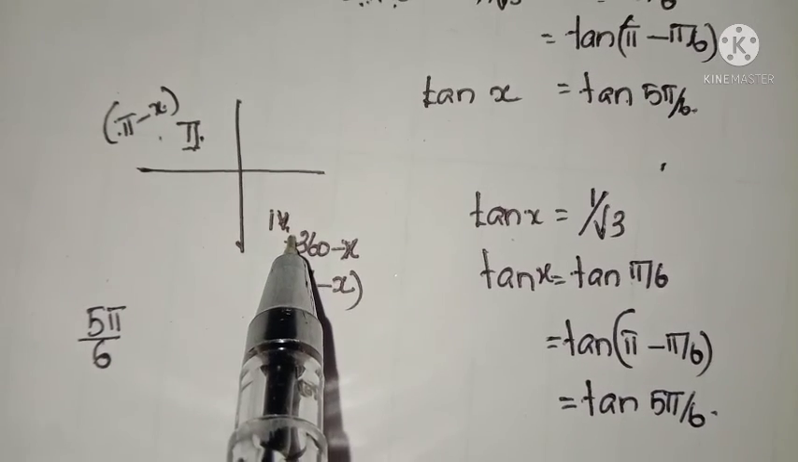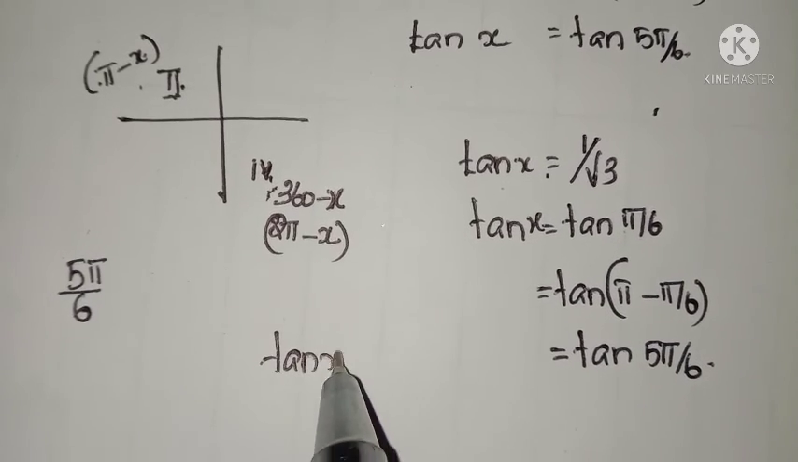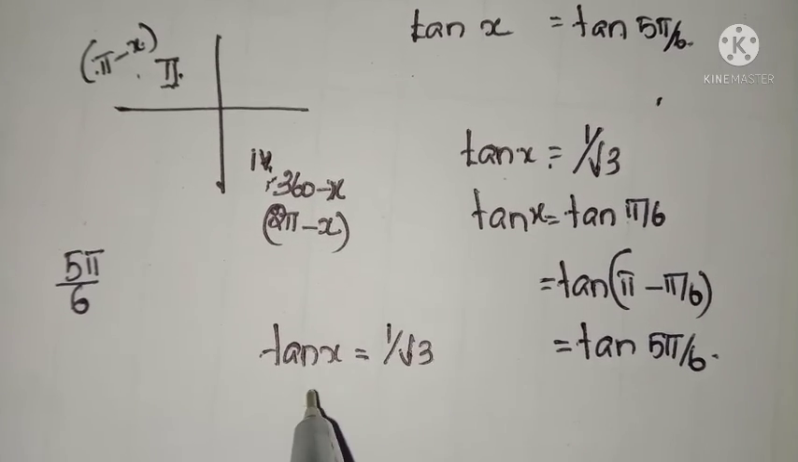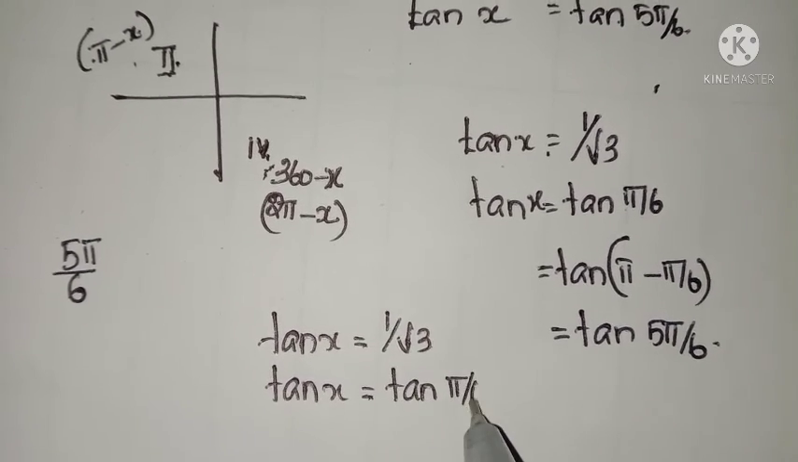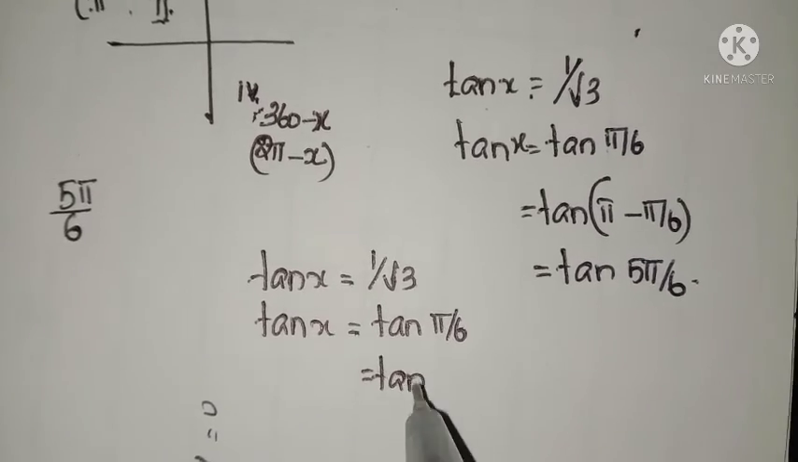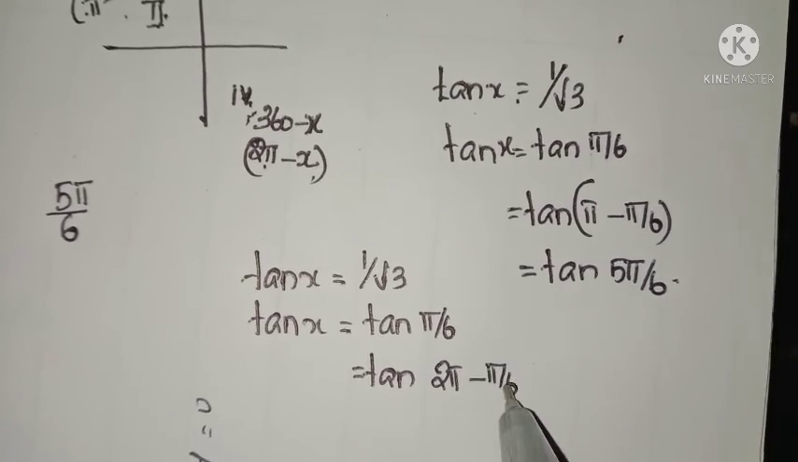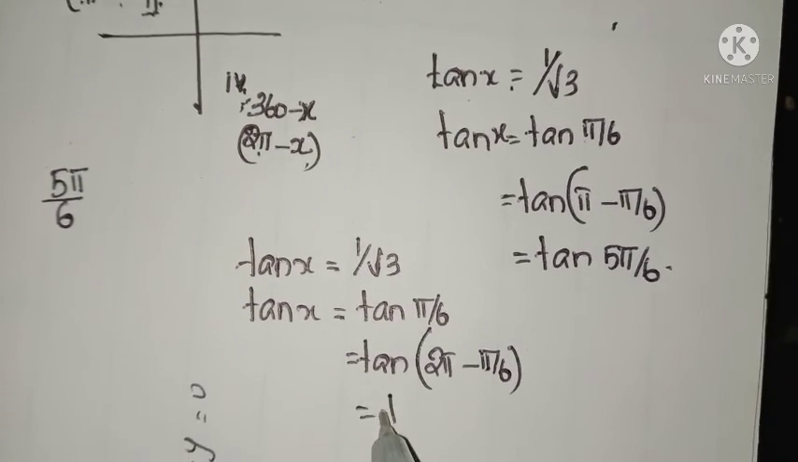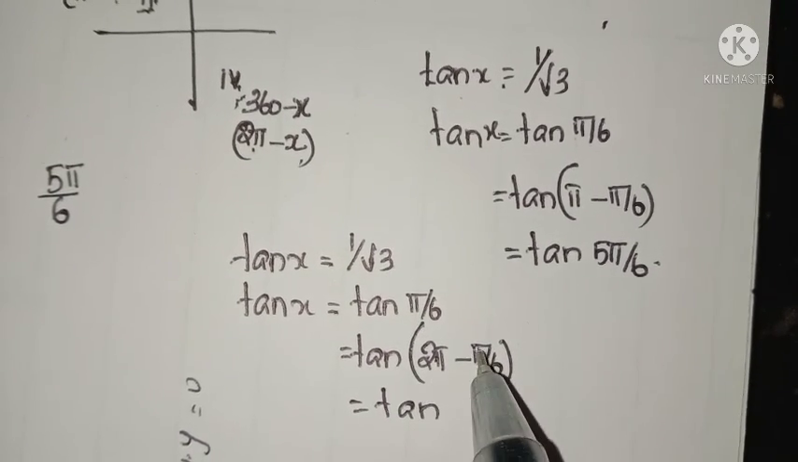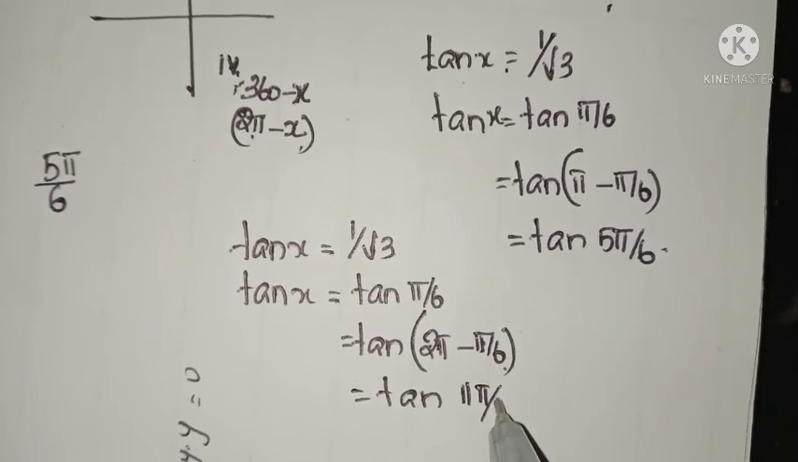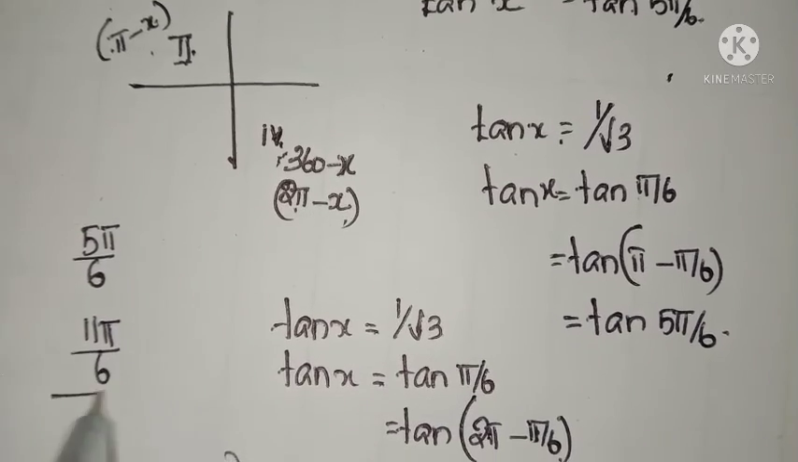Now listen, tan is negative in the fourth quadrant. So let's start. Tan x equal to 1 by root 3 or tan x equal to tan pi by 6. Fourth quadrant means tan of 2 pi minus x, that is 2 pi minus pi by 6. 2 pi minus pi by 6 means 12 pi minus pi by 6. 12 pi minus pi is 11 pi by 6. So the next principal solution is 11 pi by 6.